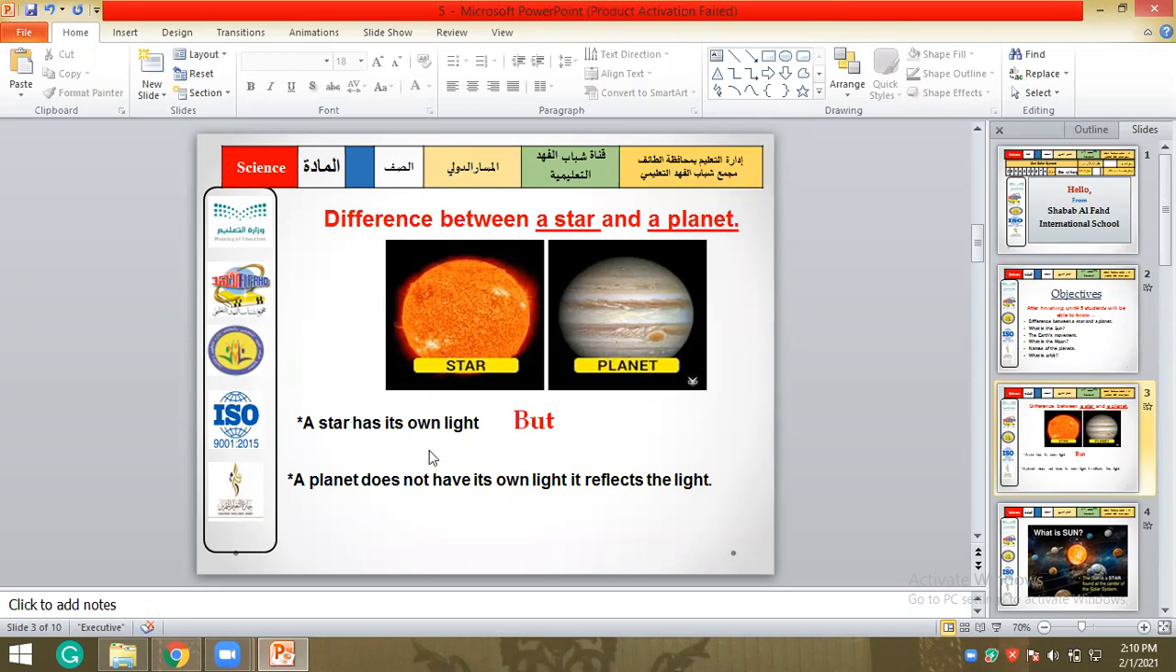Muhammad Azhari, read it please. What is the difference between a star and a planet? A star has its own light, but a planet does not have its own light. It reflects the light. Okay. Ahmed Muhammad, what do you mean by reflecting light? Explain in English. Thank you, Muhammad Azhari. Ahmed Muhammad, are you there?